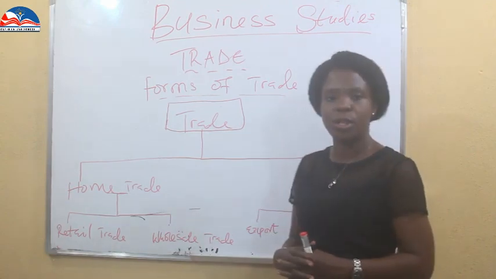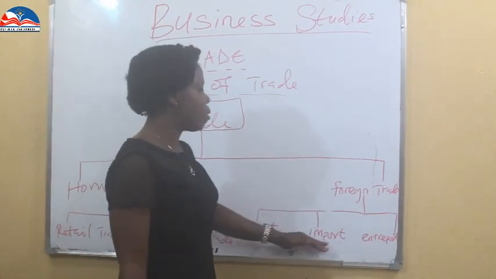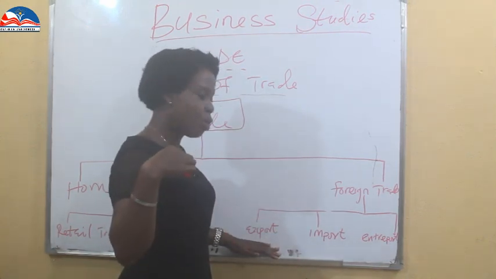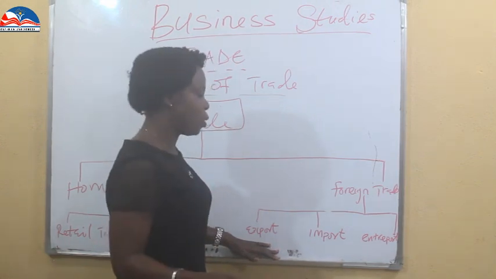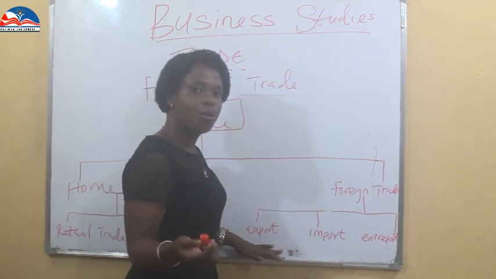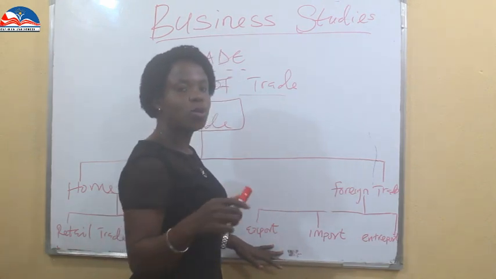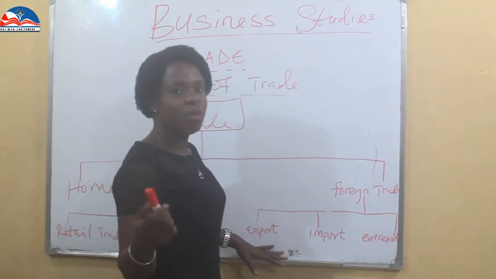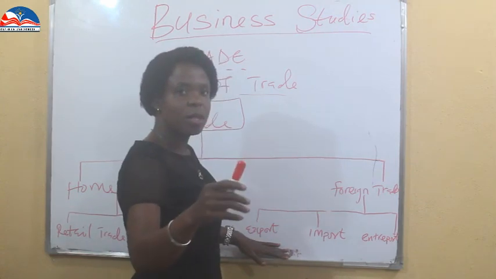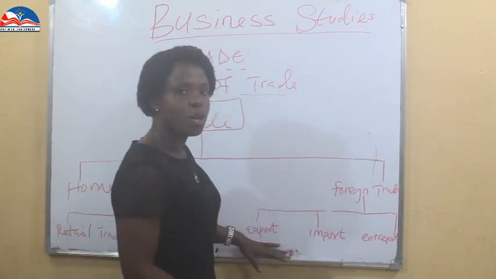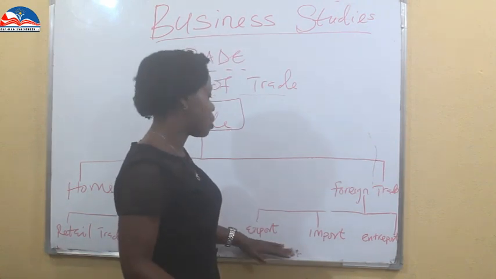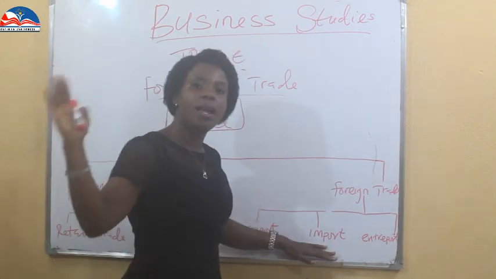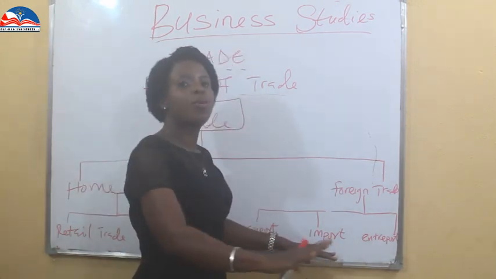Now, what about foreign trade? We have export, import, and entrepot. Export is Nigeria taking their products out of the country. For example, you have crude oil, you have rubber, you want to take them to other countries like China, like America, like Germany. That is exporting. Our agricultural produce, you export to other countries. That's export. Import is when you bring in other people's products from other countries, like cars, like machines, like other food products we cannot produce in Nigeria.